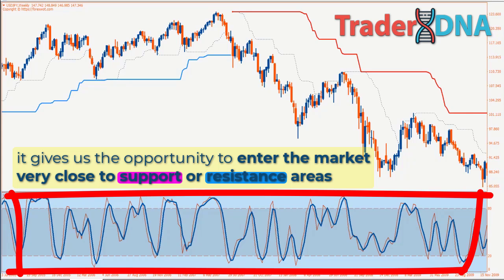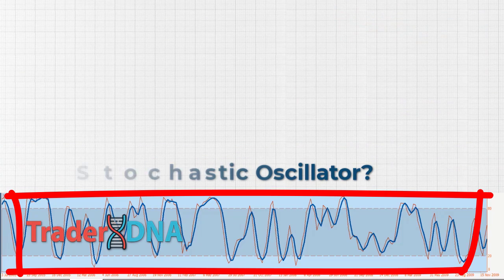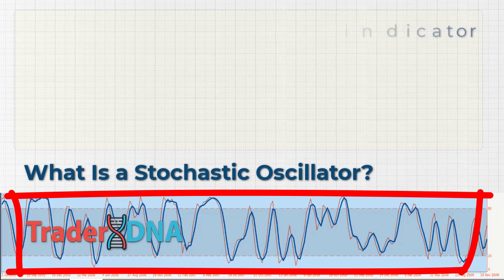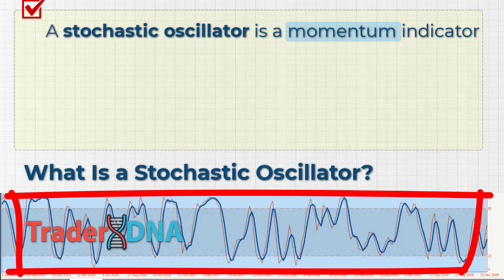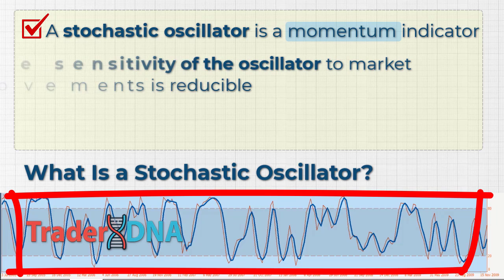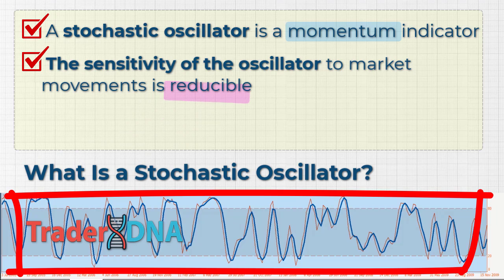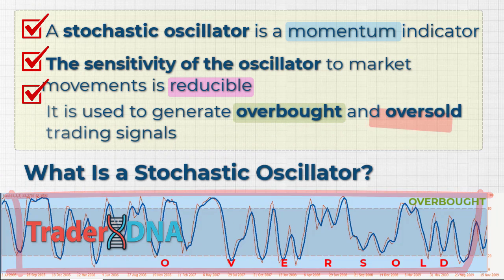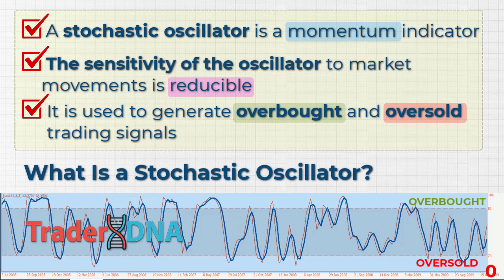Traders could enter and exit trades based on rules rather than on gut feel, making it a lot easier for new traders. And now, what is a stochastic oscillator? A stochastic oscillator is a momentum indicator comparing a particular closing price of a security to a range of its prices over a certain period of time. The sensitivity of the oscillator to market movements is reducible by adjusting that time period or by taking a moving average of the result. It is used to generate overbought and oversold trading signals, utilizing a 0 to 100 bounded range of values.